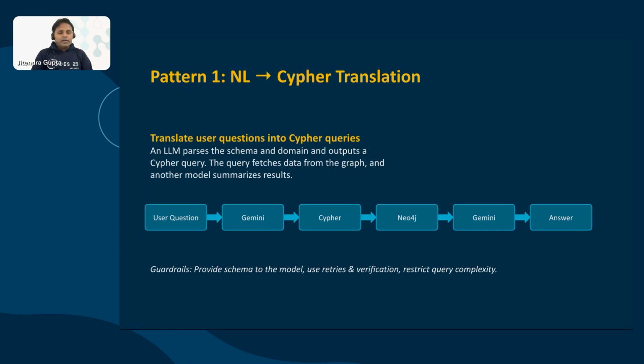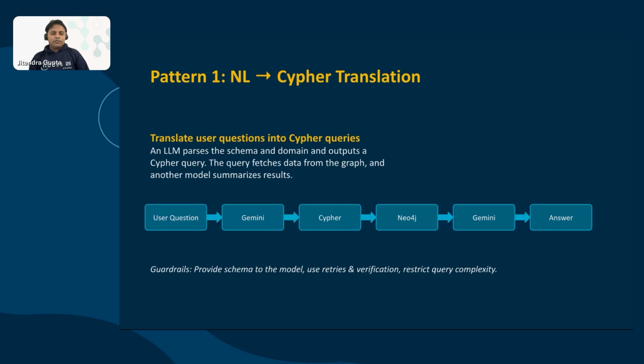Okay, now let's jump into the various patterns, or architectural patterns, that we see when we are trying to combine the graphs with the AI models, or Gemini in this scenario. So let's say that we want to translate questions into Cypher queries. So what it takes: an LLM parses the schema and also the domain it belongs to. And at the end, it gives us a Cypher query which is directly ingested into Neo4j.